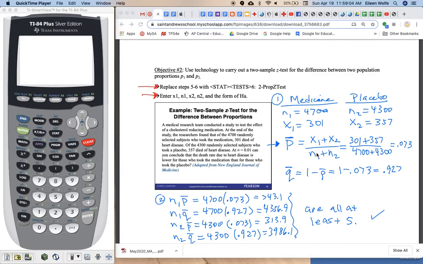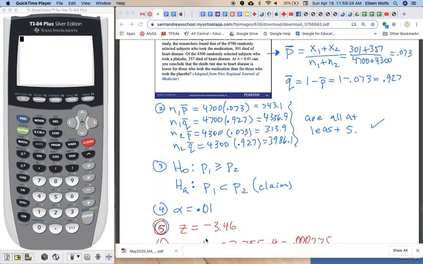In order for me to check the conditions, I've got to calculate p-bar and q-bar. So I take the successes from each of the samples and the sample sizes, pool them together like this to get 0.073. Once I have that, I get q-bar from 1 minus p-bar, and I have 0.927. So I need those quantities in step 2, where I'm going to check that n1 p-bar, n1 q-bar, n2 p-bar, and n2 q-bar are all at least 5. Okay, so this calculator is not going to shortcut that.